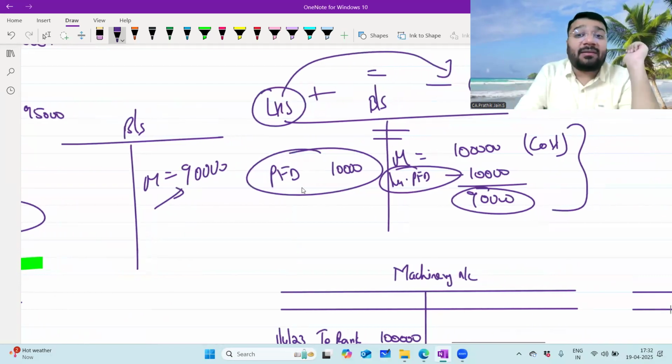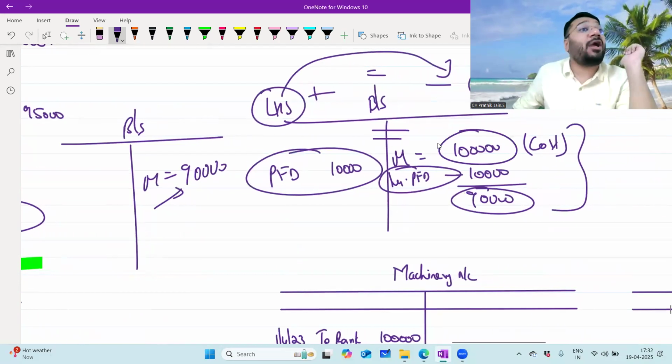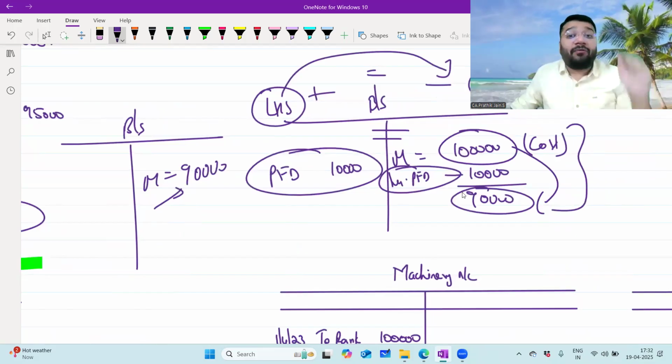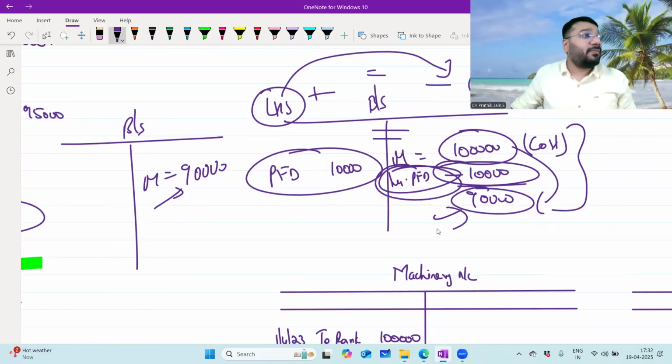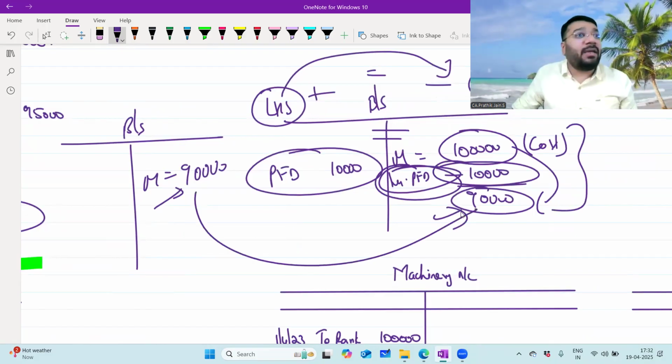Whereas in the PFD method, the ledger value is how much? For the machinery account, 1 lakh rupees. How did it become 90? You took the help of the PFD ledger, which has the impact of reducing 10,000 from 1 lakh. And then we got this 90,000. Both at the end will be 90 only. But the presentation part is different. Which presentation is better? The PFD method is better.